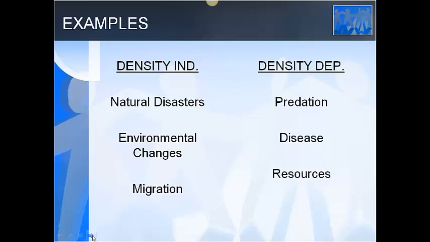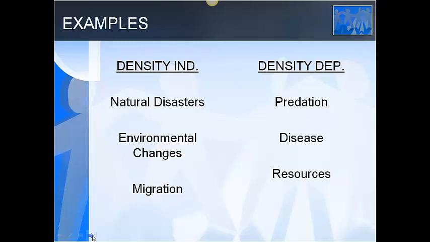The opposite side of this, our density-dependent factors, are predation, disease, and resources. So the higher a population gets, the more likely it's going to be affected by predation. And that's because there's just more prey for the predators to catch. So it is density dependent because bigger populations are more affected than smaller populations. Disease is the same way. When organisms are higher in number, when they're tightly packed together, those diseases, those bacteria or viruses, are more likely to hop from one organism to another. And so larger populations are affected more by disease than smaller populations.